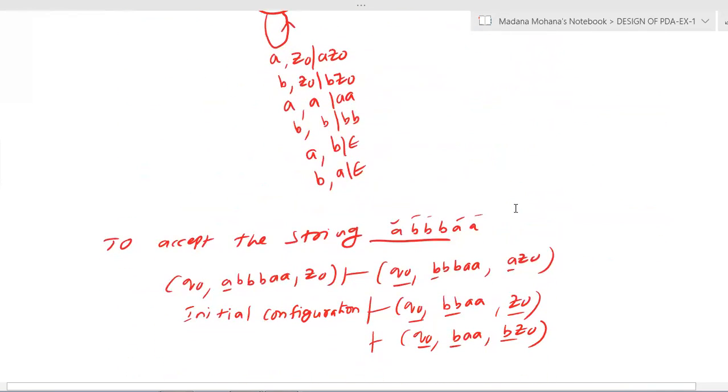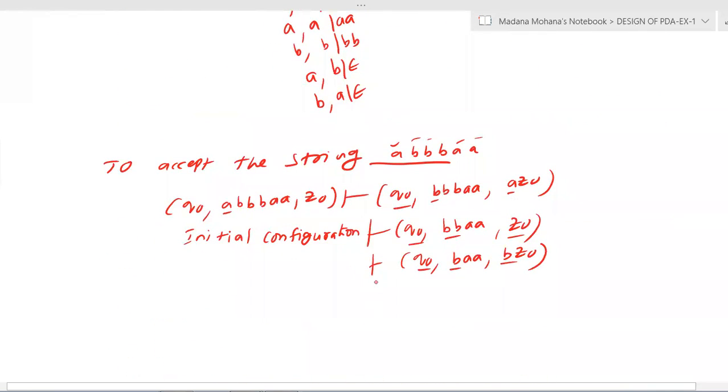So we have to push B onto the stack. Now this will become Q naught. Now the remaining input is AA. Now B is pushed. The remaining previous B remains the same. So now Q naught AB.